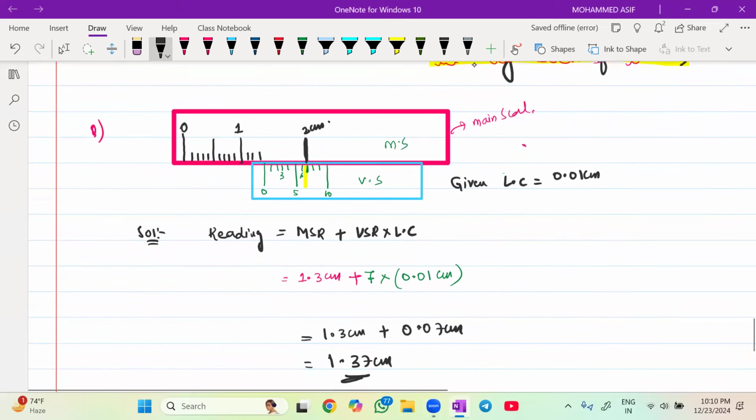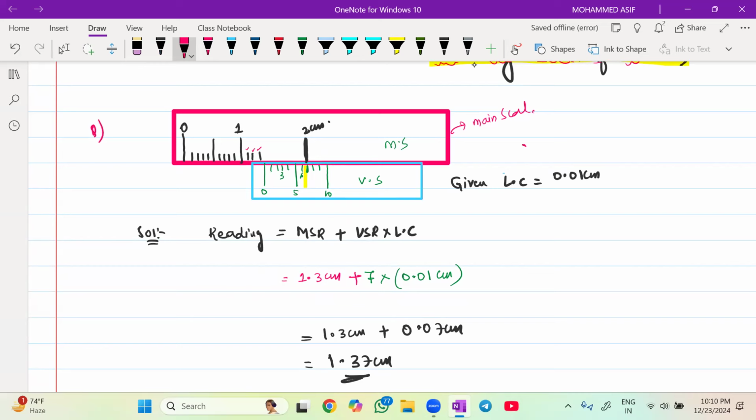Sir, once explain the MSR reading. MSR reading you see right now, beta. Before the 0 of the Vernier, how many readings are you able to see? This is 1. After that, how many readings? This 1, 2, 3. So it is 1.3. Am I clear? Okay, sir.